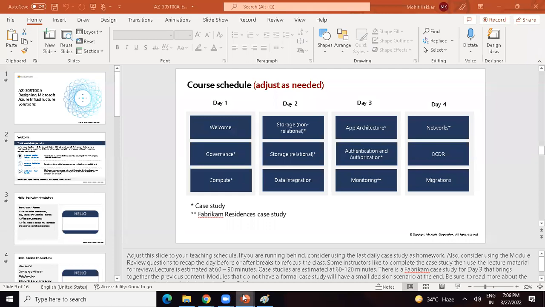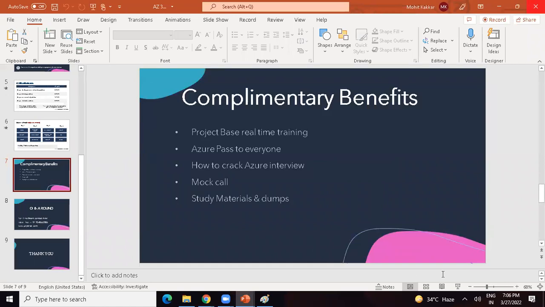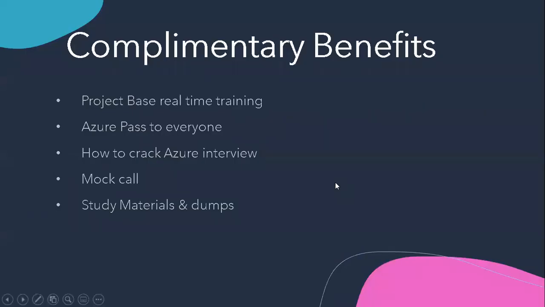What will be included in this particular training? Okay, as I mentioned here, there are some complimentary benefits for this particular training. Let me show that to you quickly again. So these things will be included. You'll be getting some real-time project-based training. You'll be getting Azure Pass, with the help of which you would be able to perform your labs. We will be helping you out with how you would be able to appear for the interviews and crack your interviews. We can do some mock calls on that. And we will provide you study materials and the dumps, for those who are interested in writing the exam. So we will be providing you certification dumps and the study materials from where you would be able to read things.